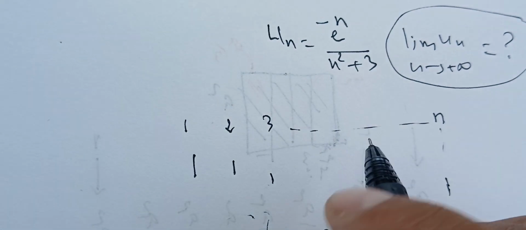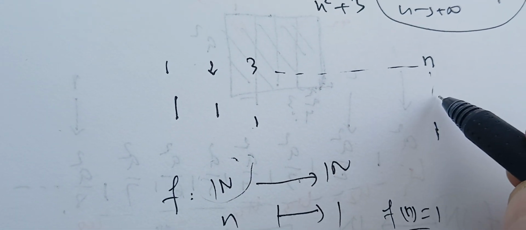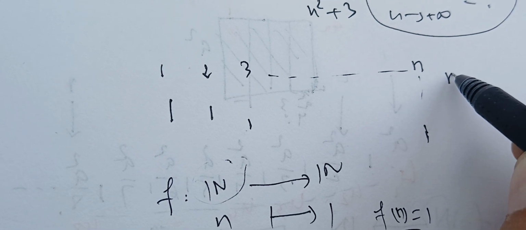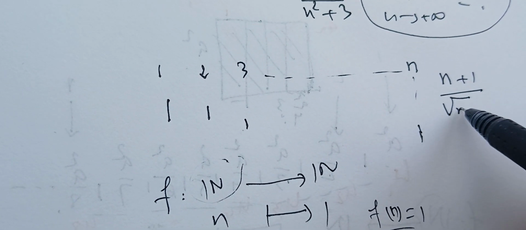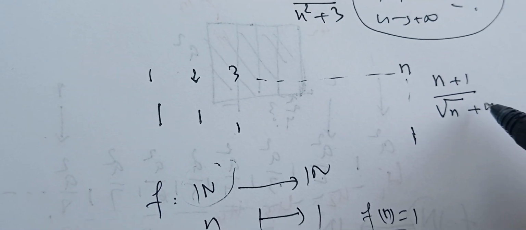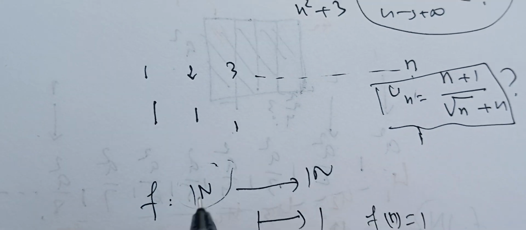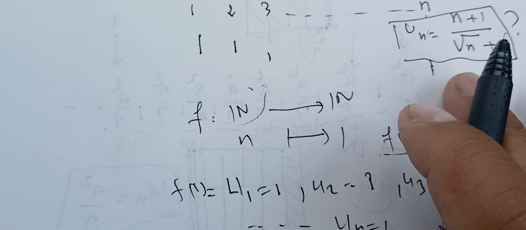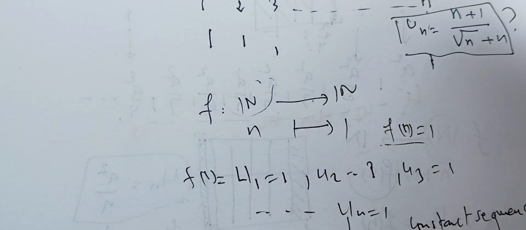But another one is like, what's the limit of n plus 1 over square root of n plus n? So if we define this sequence in this way, what's the limit? Anything that we can use, we can find a limit for it, because we are interested in what's happening when n gets bigger.